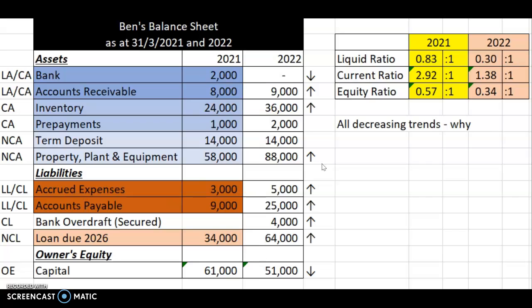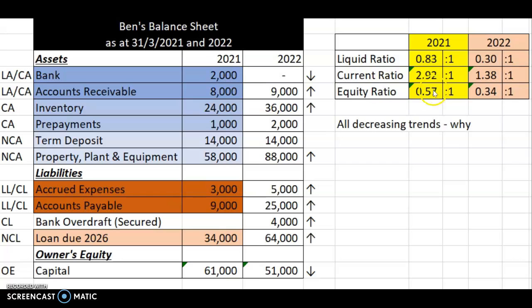So here's a business that has negative trends. We can see that the liquid ratio has gone down from 0.83 to 1 to 0.30 to 1. That means for every dollar of liquid liabilities, Ben only has 30 cents to cover it with liquid assets. So they're in trouble. The biggest problem you can see here is that accrued expenses is 5,000. These are wages that need to be paid in the next couple of weeks, and they've got minus $4,000 in the bank. So he's going to be stressing out.